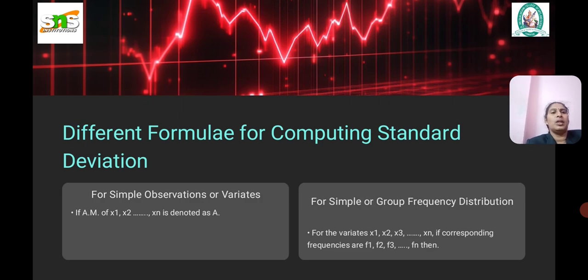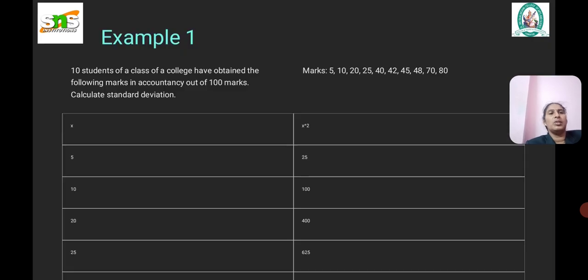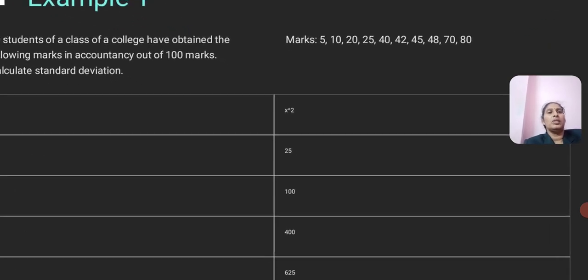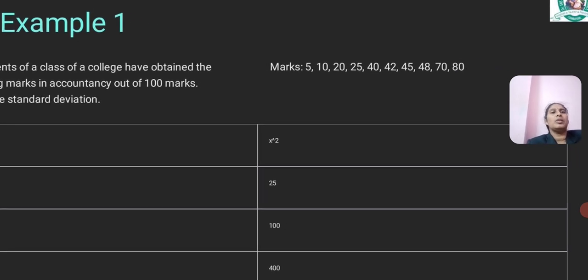For the different formulas for computing the standard deviation, the observations are denoted by m, and x1, x2 are the variables and the corresponding coefficients are f1, f2, f3 and so on. Here the calculation can be done for the individual observation, discrete observation as well as the continuous observation. Here we are just going to derive only the individual observation. The marks of some students are given: 5, 10, 20, 25, 40, 42, 45, 48, 70, 80.